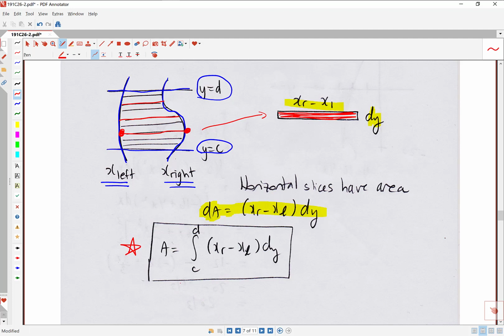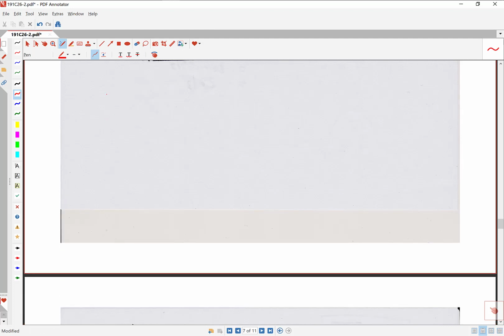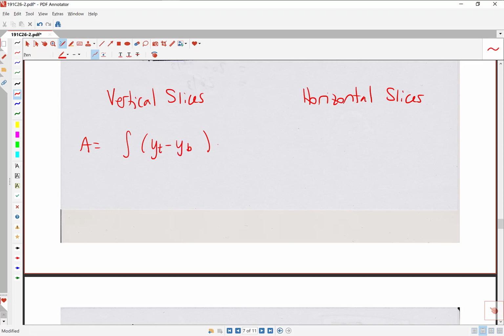I think I might write down the two key formulas side by side just so we can compare them. And then we're going to do some examples using these horizontal slices. Okay, so the two situations we've seen, we saw vertical slices first, and then most recently horizontal slices. In either case, what we're doing is calculating an area. So if we're doing vertical slices, area is going to be the integral of the area of a vertical slice, which is y top minus y bottom, times dx, and then it would be x values that you would want on your integral. We usually just call those x values a and b.